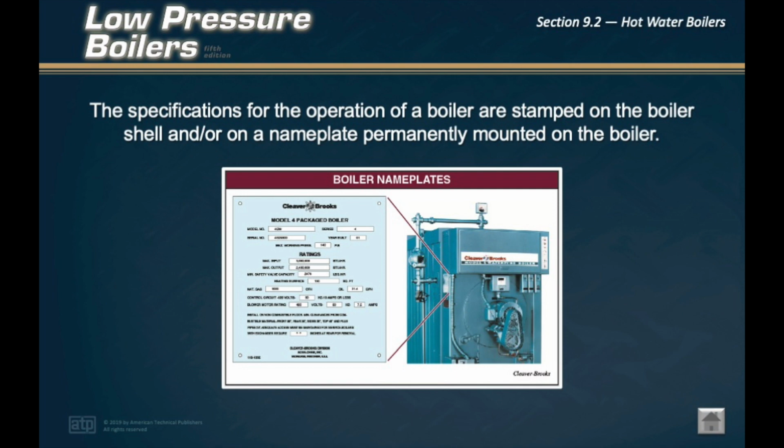High-pressure power boilers are designed and constructed according to the ASME code, Section 1. This covers steam boilers with pressures over 15 psi and hot water boilers with pressures over 160 psi, with operating temperatures over 250 degrees. The specifications for the operation of a boiler are stamped on the boiler shell and/or on a nameplate permanently mounted on the boiler.